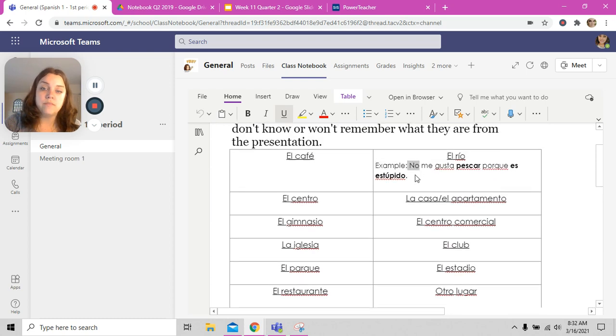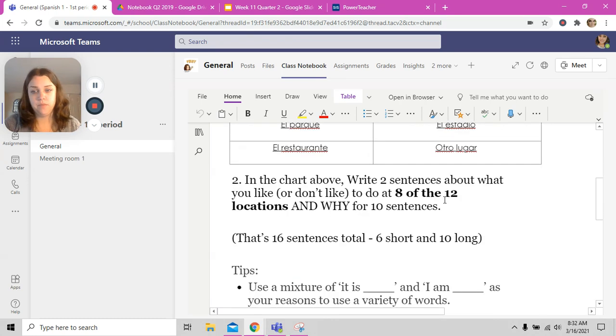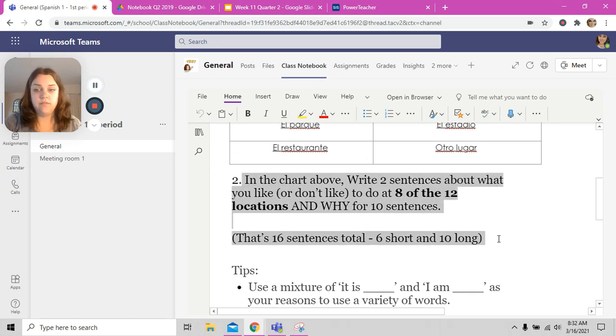You can use my example sentence over here. I said I don't like to fish because it's stupid. You can use that same format. You could just say me gusta, replace the word in bold, porque, because it is something, all right? So you're writing all of those sentences.